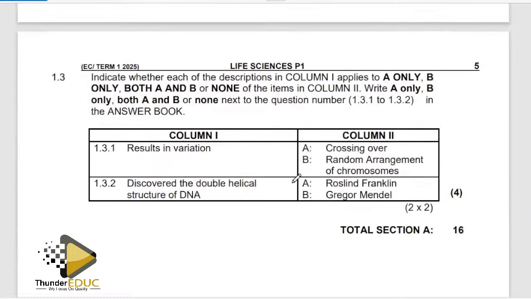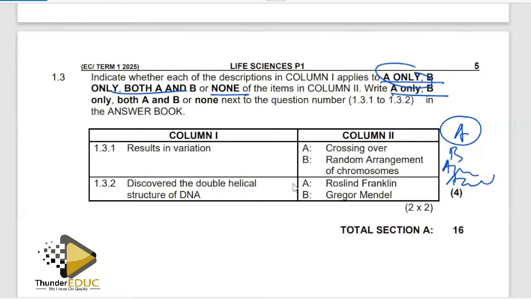They're saying it is both A and B. Here you have to be specific on what they're telling you to do. Don't just write A, B, or A and B. You have to say A only, B only, both A and B, or none. If your teacher gives you the mark for writing just A, that is her or his mercy, but it's wrong, and in final exams you're most likely to get it wrong. So make sure you do it in the right way, following the instruction.